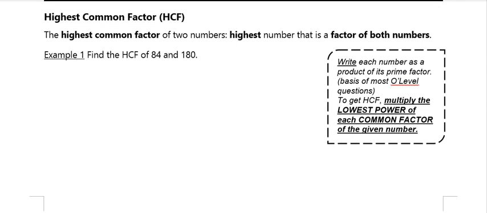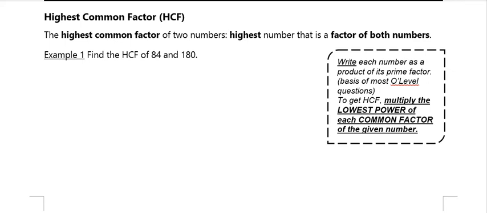Let's find the HCF of two numbers. HCF means the highest number that is a factor of both numbers. The reason why I will use the prime factorization is because you will deal with big numbers like this, so it's easier for you to find the HCF.